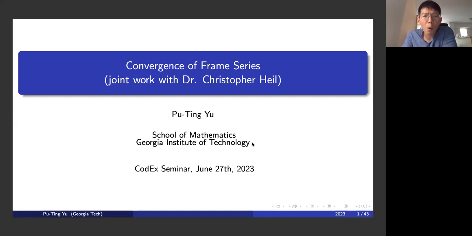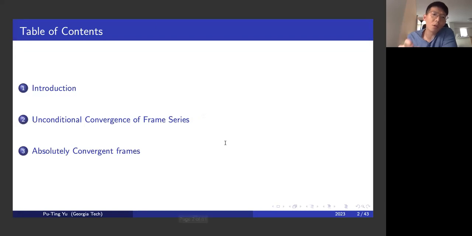And today's talk will be organized in the following way. In the first section, we will introduce some notations and definitions, and some fundamental results we will need for this talk. And then we'll briefly talk about the motivation behind this research. The second section is about the main topic of today's talk. We will talk about unconditional convergence of frame series. And then we'll close today's talk by discussing the existence of absolutely convergent frames, and also discuss why we are interested in the existence of such frames.